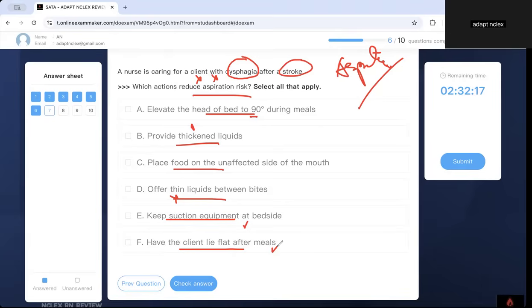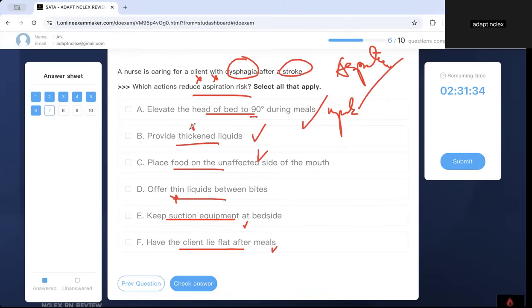Elevate the head of the bed to 90 degrees during meal. Wow. Okay, it means upright. They're just upright. Therefore, this is good. Provide thick liquid. Well, thick liquid does not move that fast, so slowly it can go through the airway. So slowly, they can swallow and manage it carefully. If it's thin liquid, it's easy to aspirate. That's why we want to make it thick. I'm placing the food on the unaffected side so that if one side is drooling, I put it on the other side. It's good.